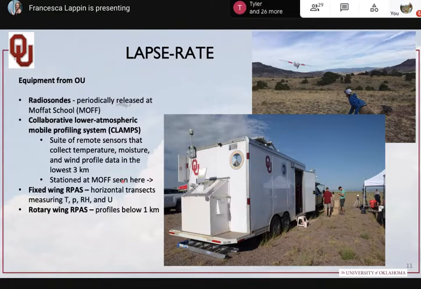The 2 types of RPAS used in this study were fixed wing, which can do horizontal transects at 1 level for temperature, pressure, moisture, and wind. For this specific talk, I will not be looking at the fixed wing RPAS data, but will be more focused on the rotary wing, which can also measure all of those variables at a fixed location up to 1 kilometer.